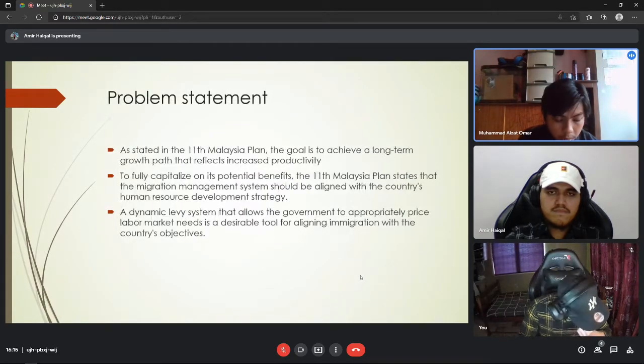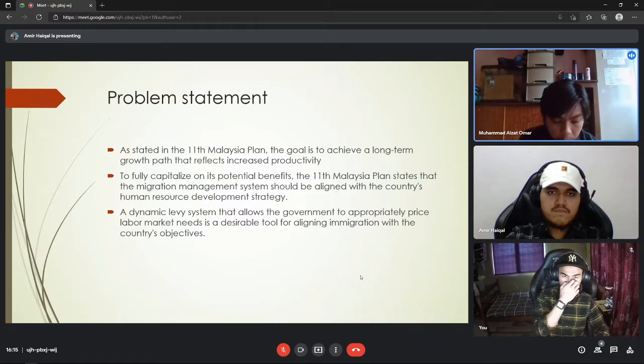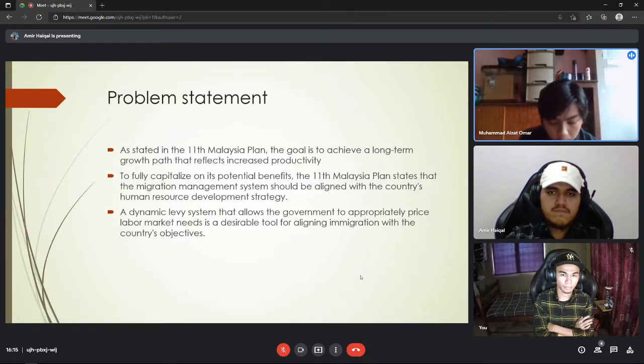As stated in the 11th Malaysia Plan, the goal is to achieve a long-term growth path that reflects increased productivity. To capitalize on its potential benefits, the 11th Malaysia Plan states that the migration management system should be aligned with the country's human resource development strategy. Next is a dynamic levy system that allows the government to appropriately price labor market needs, a desirable tool for aligning immigration with the country's objectives.